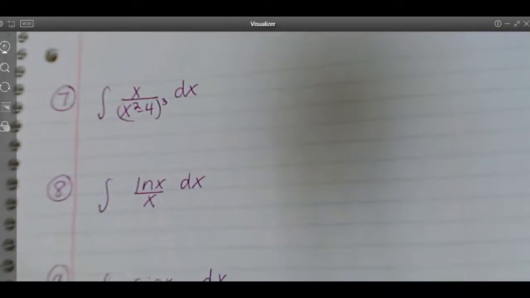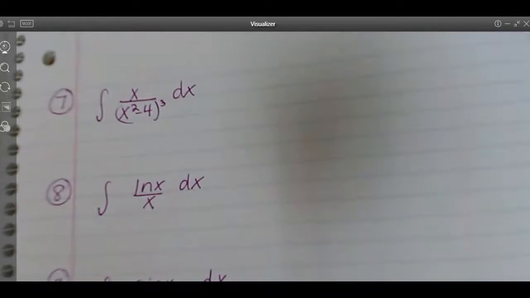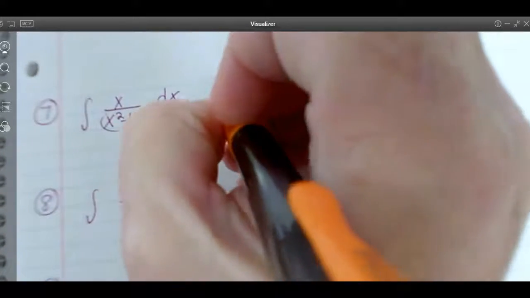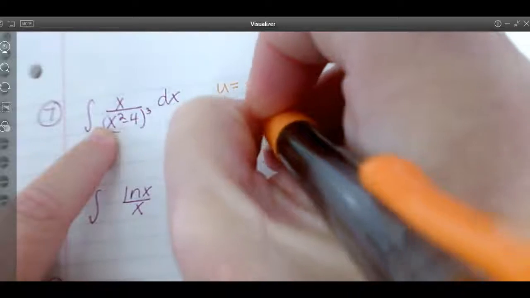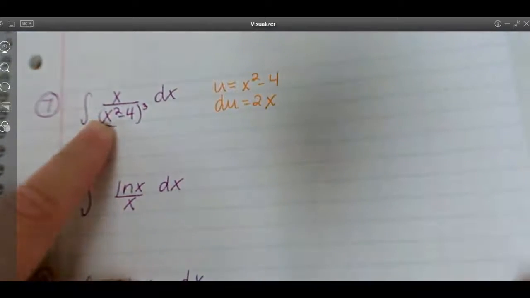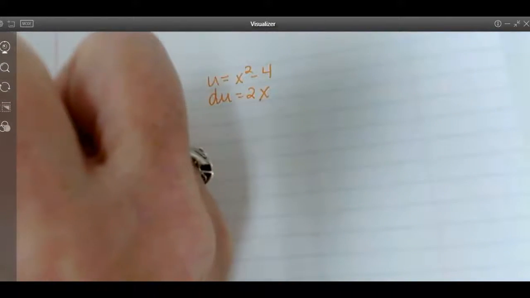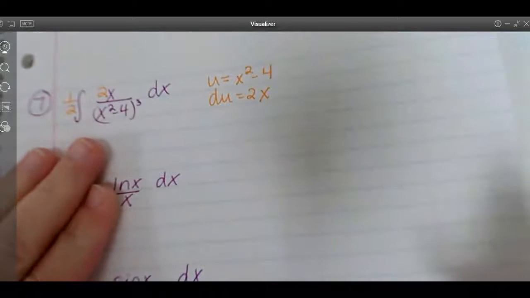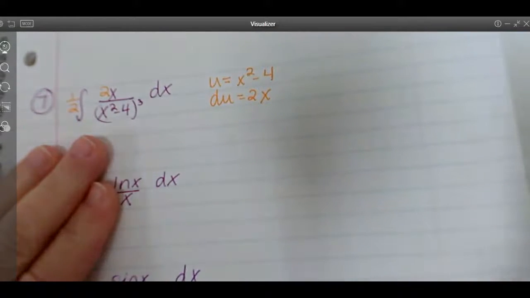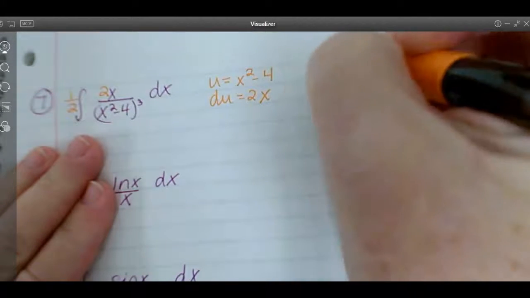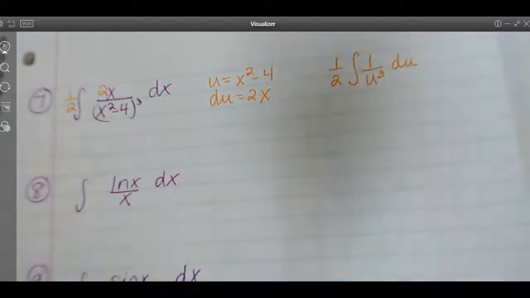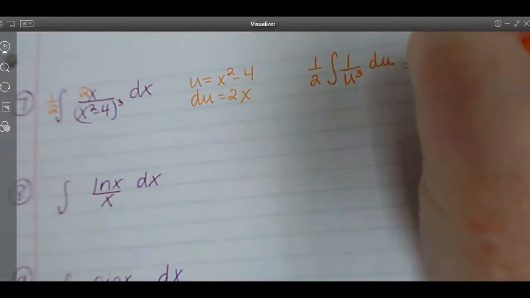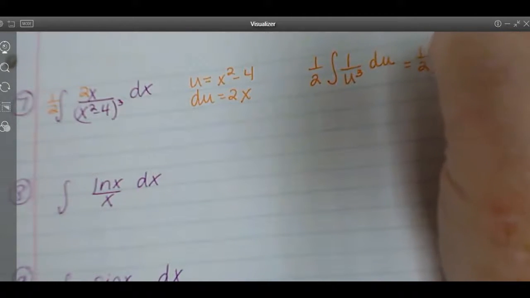This is another one just to show you the answer is not always natural log. You do let u be x squared minus 4. Du comes out to be 2x. Put in that 2, take out that 1/2. And that gives us 1/2 integral 1 over u to the third. Again, just because you have a u doesn't mean it's a natural log. On the bottom, we're just going to rewrite that with a power rule because it's not just a u.